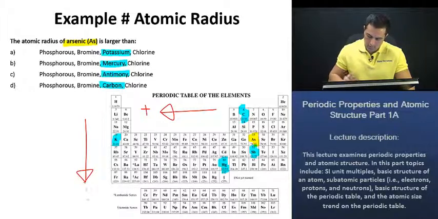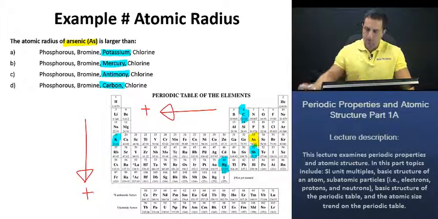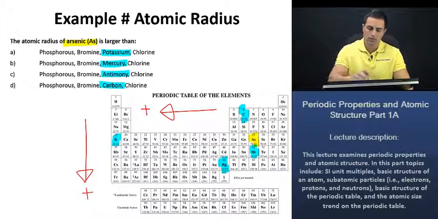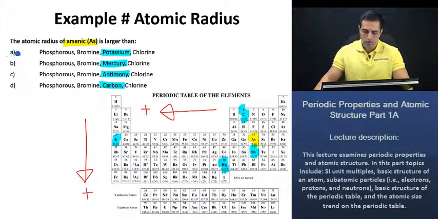The atomic size increases to the left across the period and going down a group. Now, if we take a look at our first answer choice, that being potassium, we see that the atomic radius of potassium is going to be larger than that of arsenic. Thus, A is going to be incorrect. A is not our answer.